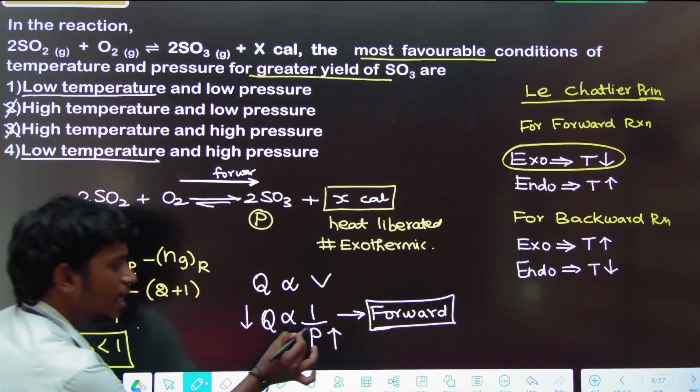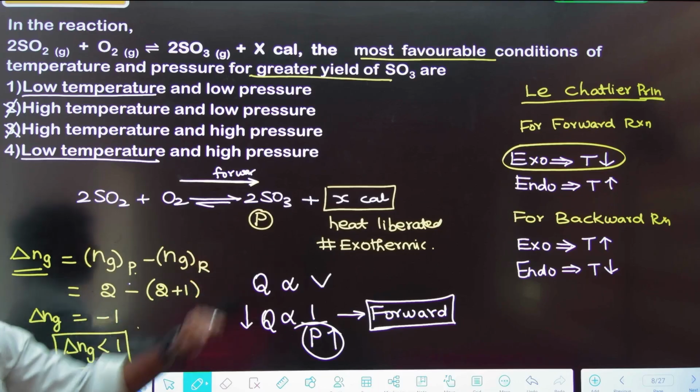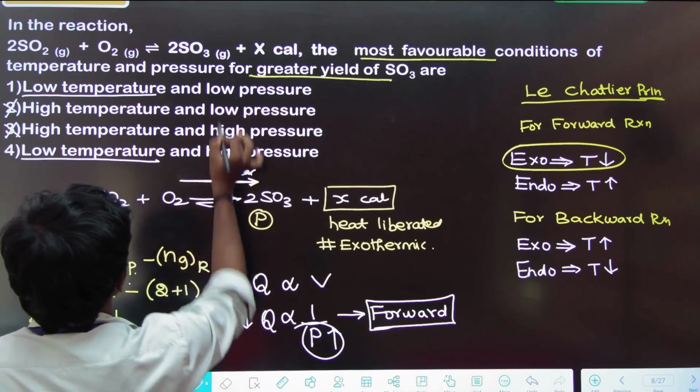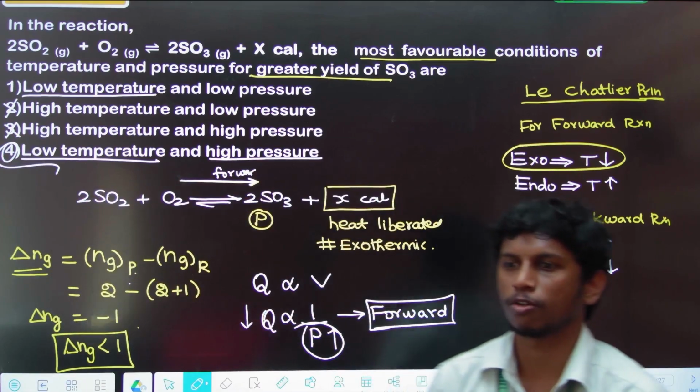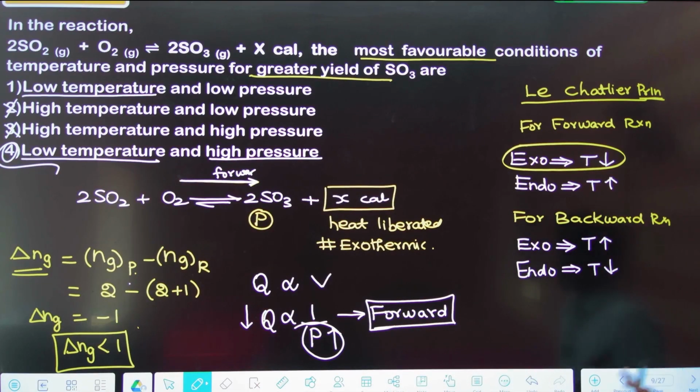Okay, so at high pressure, I will get a forward reaction. At high pressure. So option 4 will be the correct answer. Low temperature and high pressure will be the correct answer.